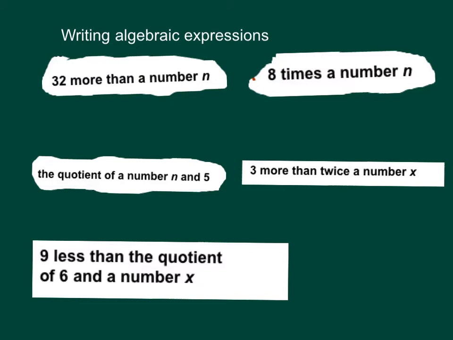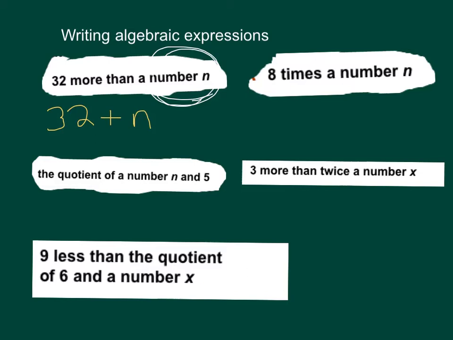32 more than a number n. So "more than a number n" is the number that's going to change. That's why it's going to be represented by a variable. So we're going to write 32. More than means to add, and then a number n. So 32 plus n, or 32 more than n.